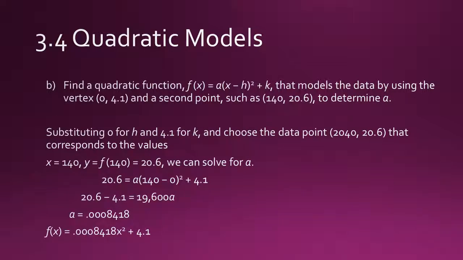Okay, for part B, we're going to take f of x equals a times (x minus h) squared plus k, and we're going to use that to develop a model for the data by putting in 0, 4.1 as our vertex, so that'll go in place of h and k. And then we're going to use the point 140, 20.6 as x and y, or x and f of x, to determine a. So you can see here that we substituted those numbers in, we solved for a, and we got 0.000841 for a. So our equation is f of x equals 0.000841 x squared plus 4.1.